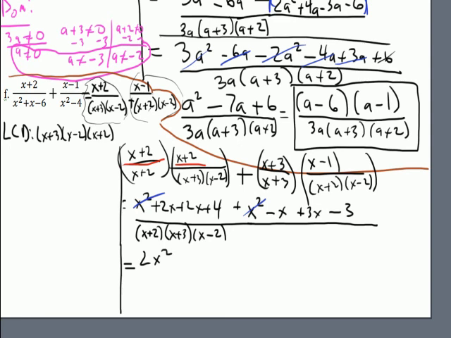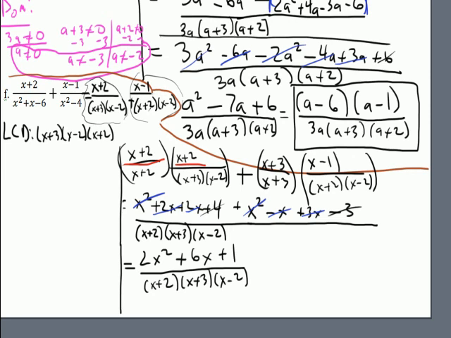Alright, I got 2x plus 2x is 4x, minus x is 3x, plus 3x is plus 6x. I got a plus 4 and a minus 3, that's plus 1. Alright, and my denominator here is x plus 2 times x plus 3 times x minus 2. Alright, trying to factor this numerator.